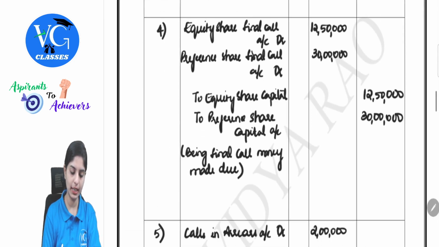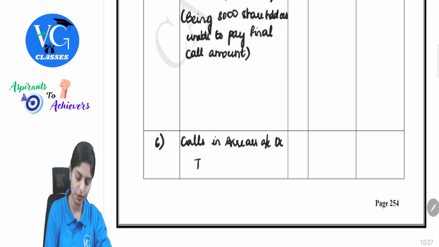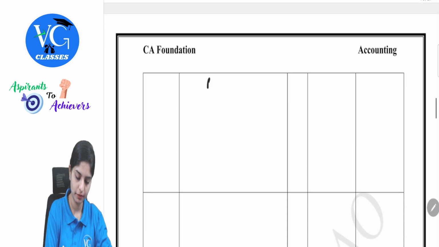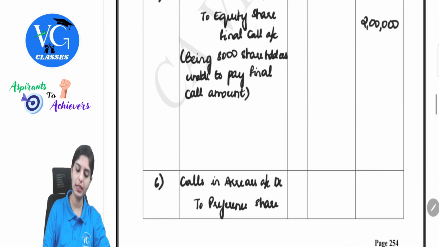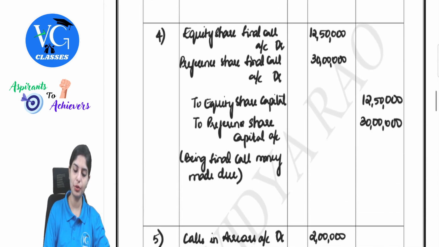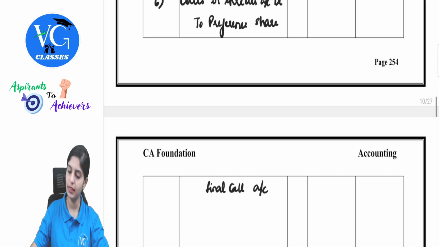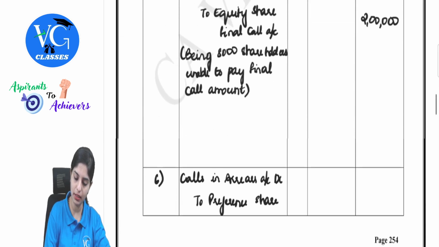So what is the remaining entry? Calls in arrears account debit to preference share final call account. So what will be the amount due? You had transferred 30 lakh, 26 lakh 40,000 is received out of 30 lakh. So this will be 3 lakh 60,000.